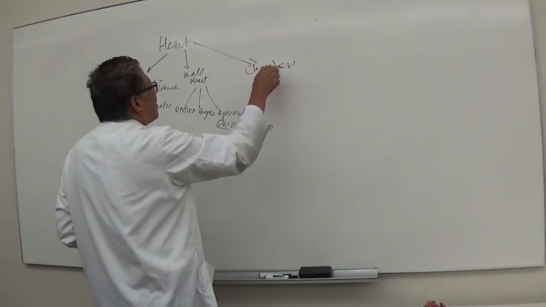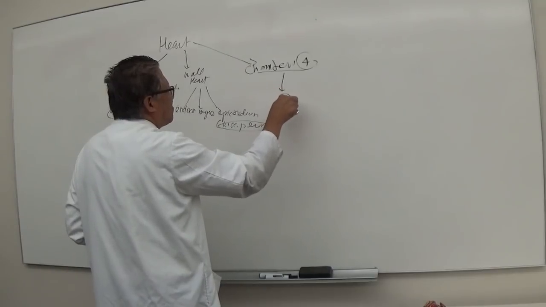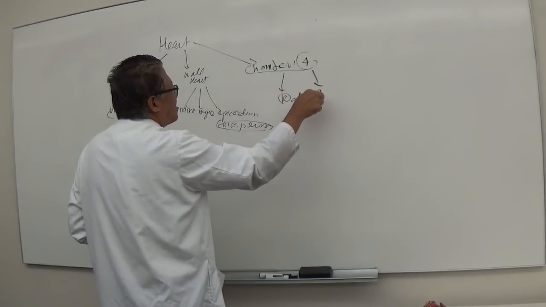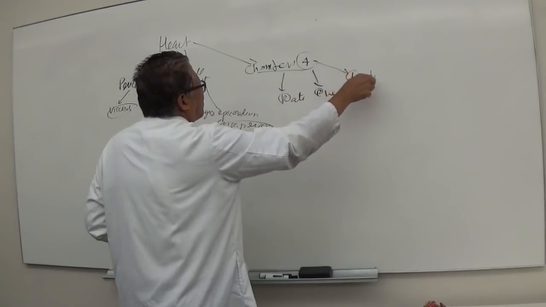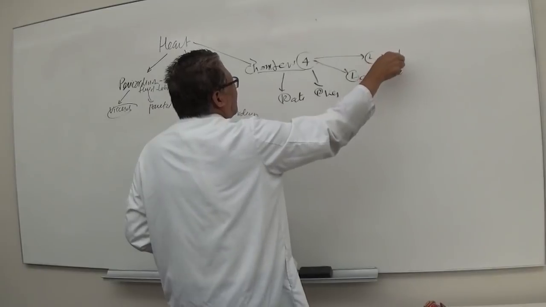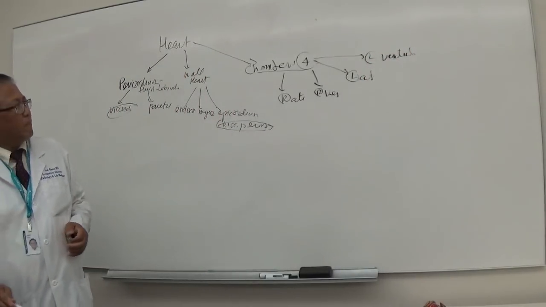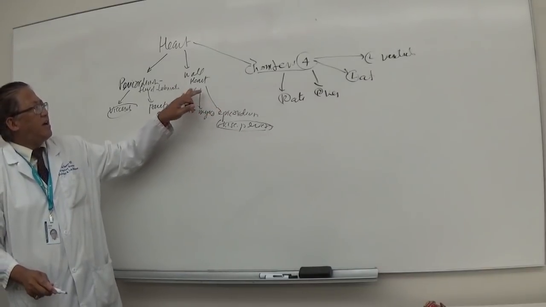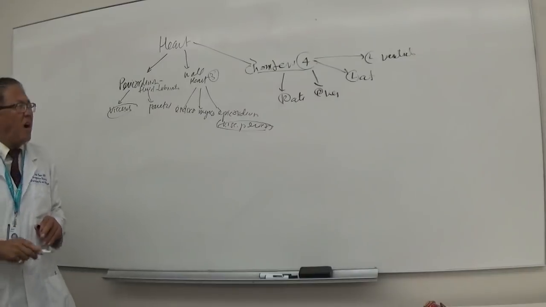How many are there? 4. So you have right atrium, right ventricle, left atrium, and then what? Left ventricle. Right? 4 chambers, 3 layers of the heart wall, 2 layers of the pericardium.